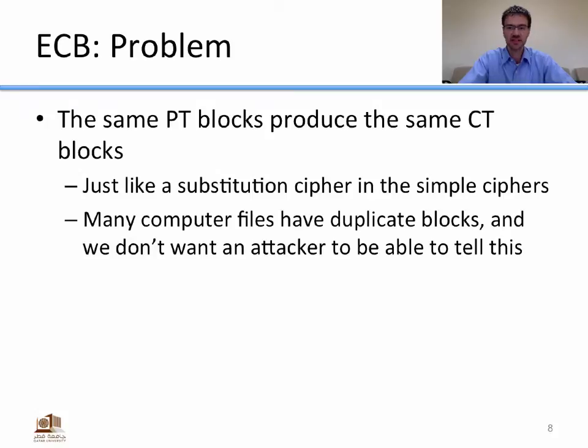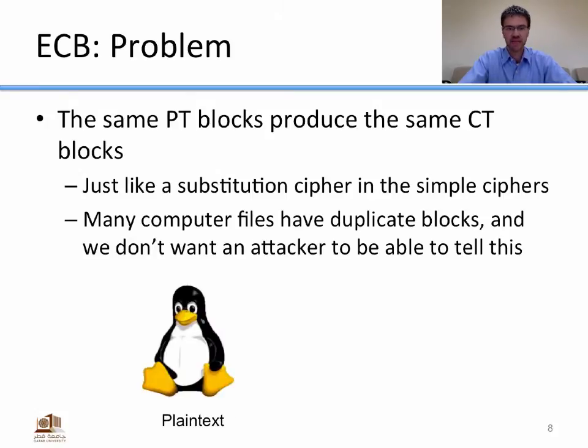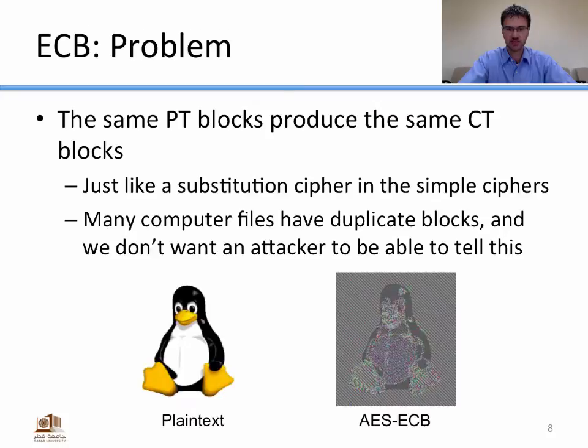So to illustrate this, here's an example of a picture of a penguin. And if you encrypt that with ECB, and then you just display the encrypted data as if it were an image, you get this. And now if you look at that, you should pause and say, that's kind of disturbing. The encrypted image shouldn't look like the original one, but this one kind of does. Now, of course, it's not as detailed, but it still kind of looks the same.